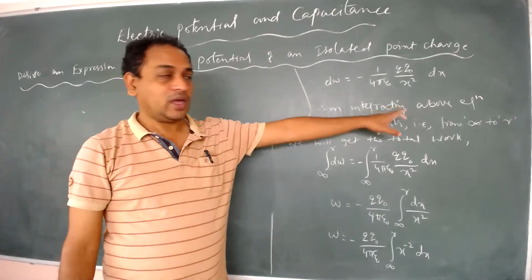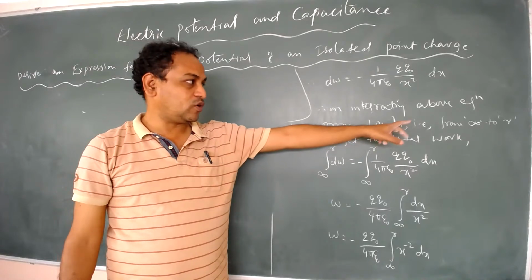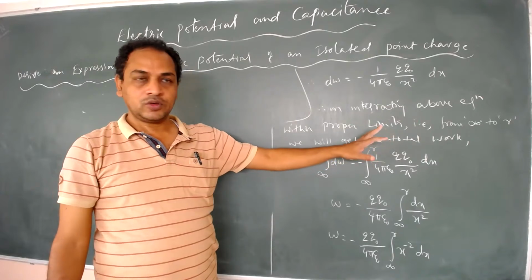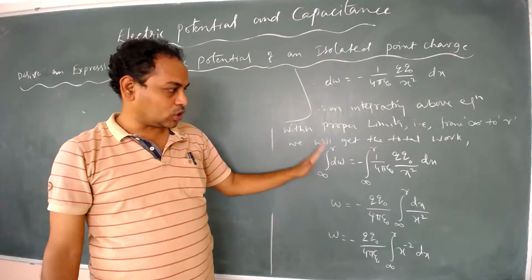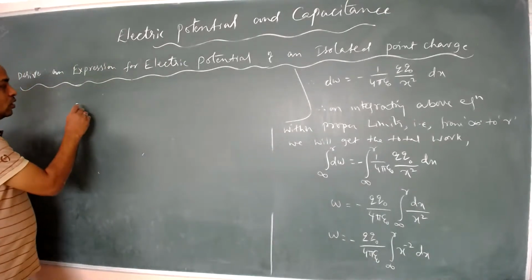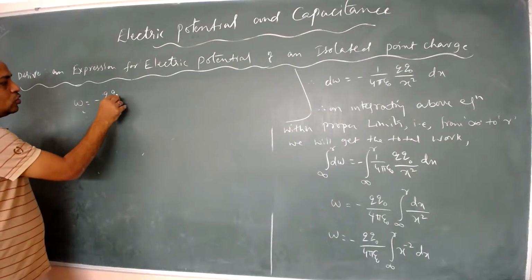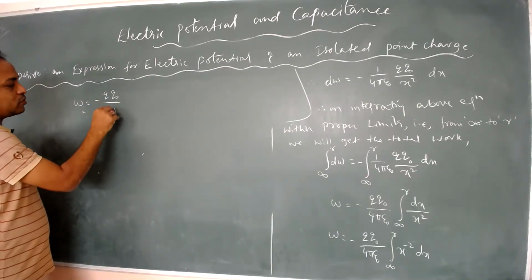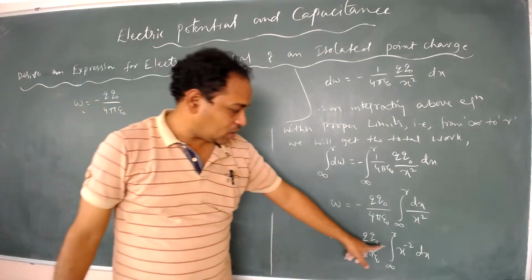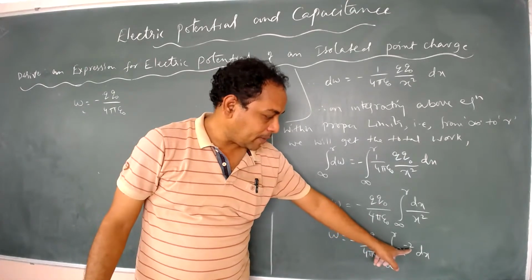On integrating the above equation within proper limits, that is from infinity to r, we will get the total work. So if we integrate this, we get the total work. Okay, now see the continuation of this. W is equal to minus q naught by 4 pi epsilon naught. Therefore, here if you see carefully, the integration of x power minus 2 dx.